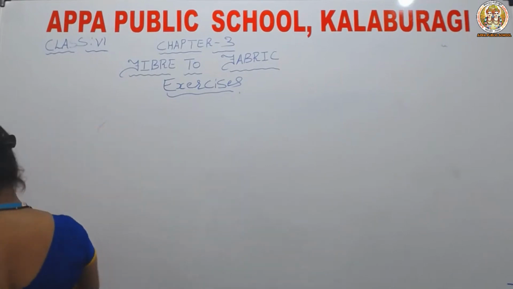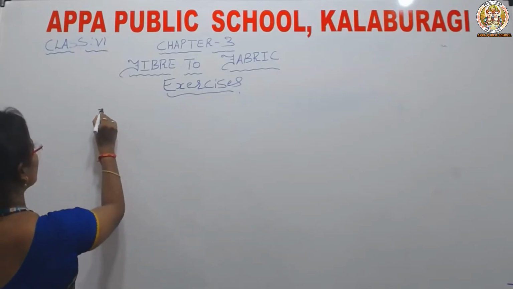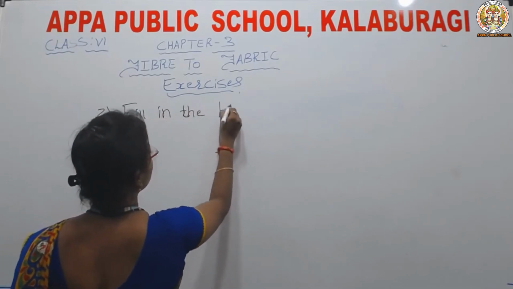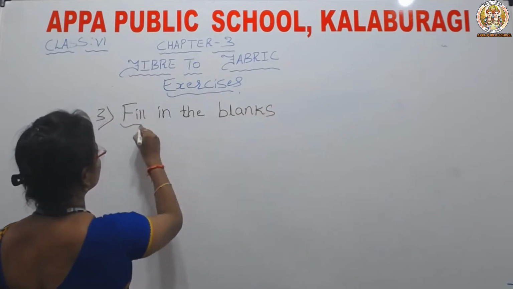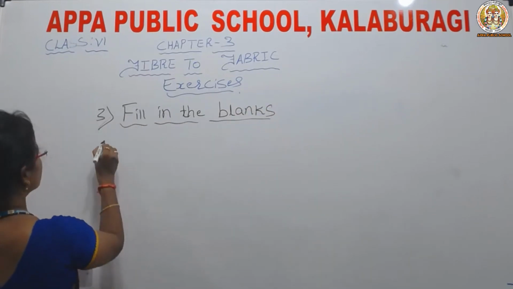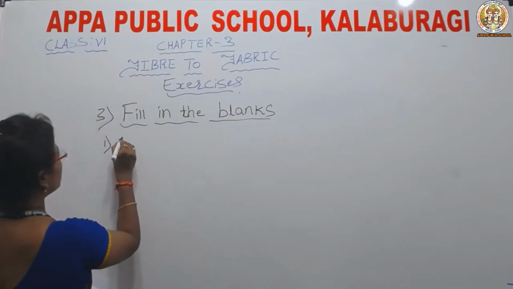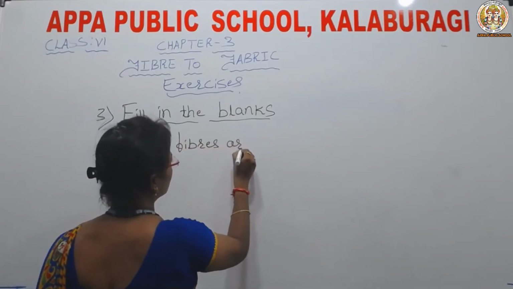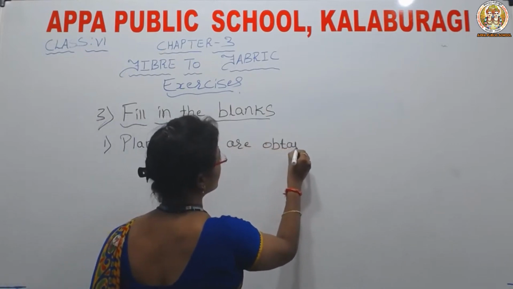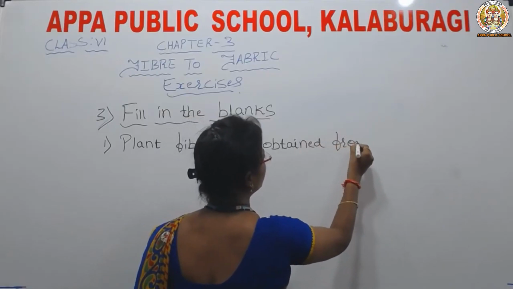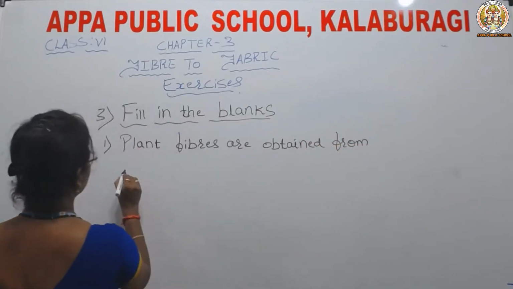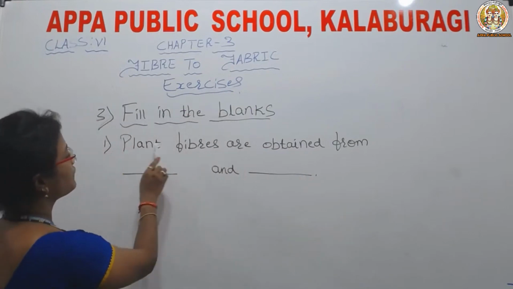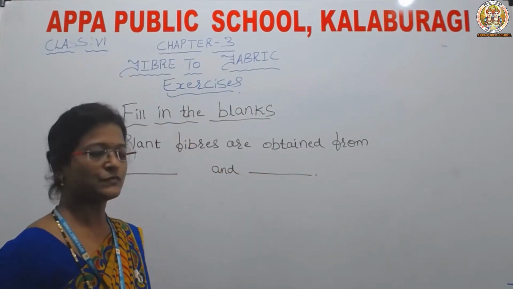So third question is, fill in the blanks. Okay. So the first question is, plant fibers are obtained from dash and dash. So here, plant fibers are obtained from. So what might be the answer?